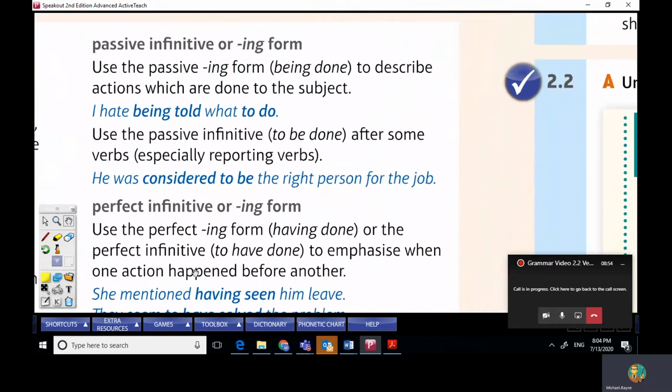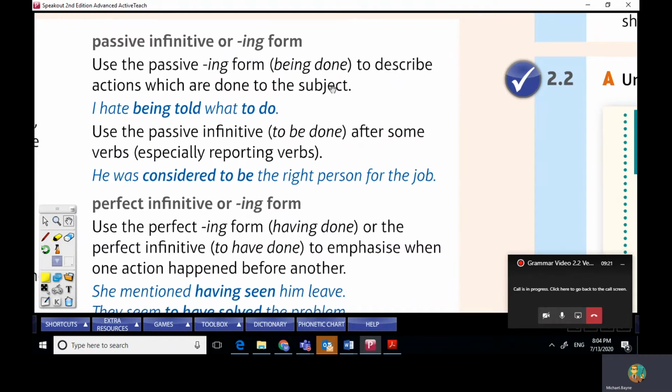Let's go on here to passive infinitive or ing form. So basically, you guys know about passive voice. And so it can be tricky when you're trying to take infinitive or ing form and then change it into passive voice. So basically, it's just this phrase, being done or to be done. So this is the passive ing, and this is the passive infinitive.